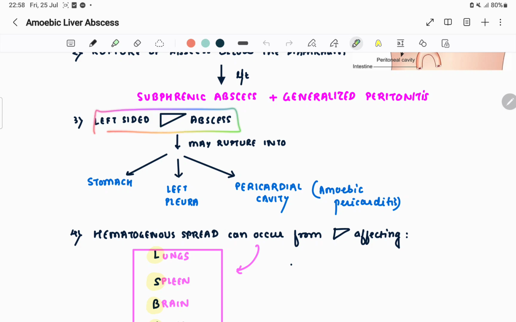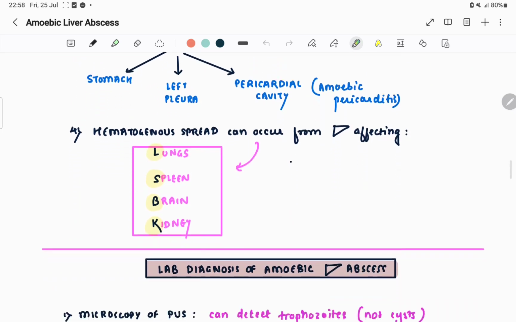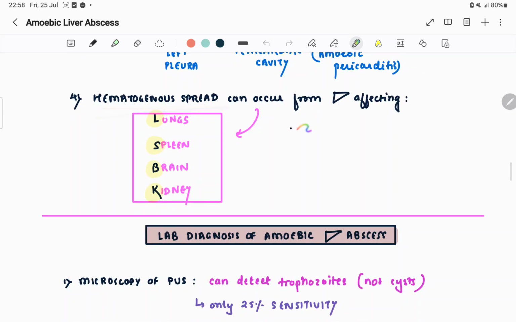If it is a left-sided structure, you imagine there is the liver, here is the stomach. Okay, so this is the right side, this is the left side. So on the left side, the stomach is near, right? The left pleura of the lung is near. The heart is also on the left side, so the pericardium is also near. So left-sided may rupture into stomach, left pleura, or pericardial cavity. Amoebic pericarditis. Easy?